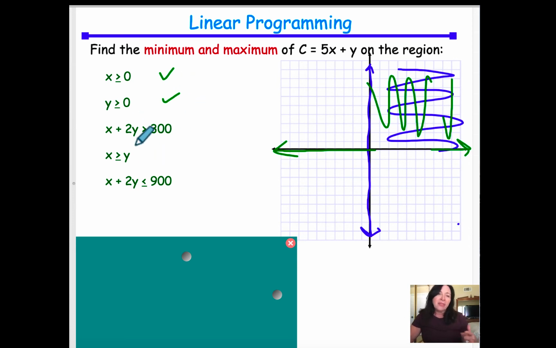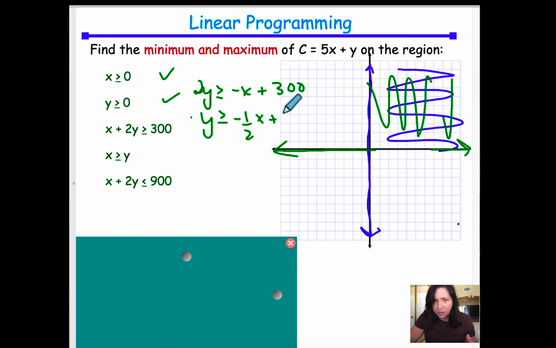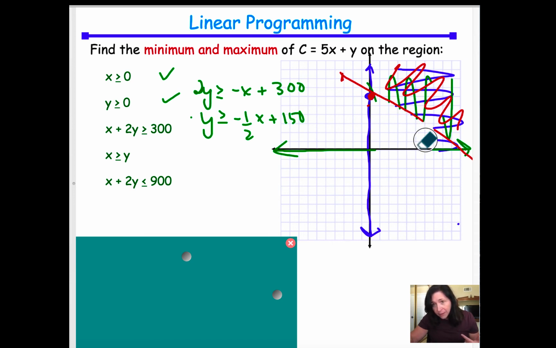These two are done. This one here, I would solve for y, so I would say 2y is greater than or equal to negative x plus 300. Divide by 2, I get y is greater than or equal to negative 1/2 x plus 150. So, wow, the 150 is way up there. So that, let's just say, it's about here. Let me use this color. And then my slope is down 1 over 2. So at some point, this is going to go down like this. And it says that it's greater than, so then everything above that is shaded. So that means anything below is not. Okay, and then this question here, that's done.